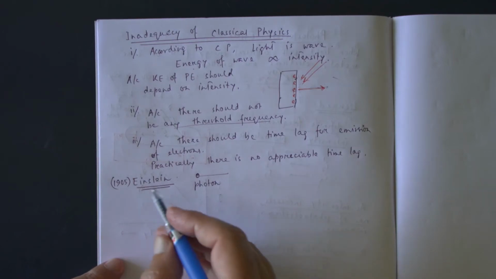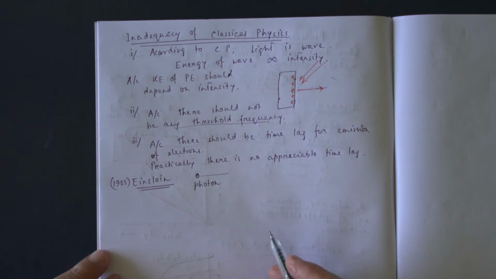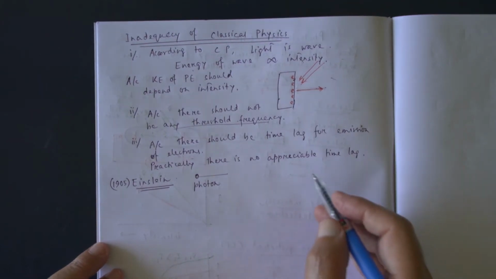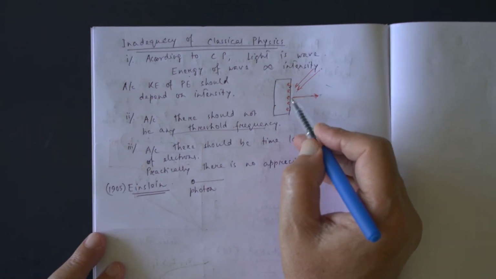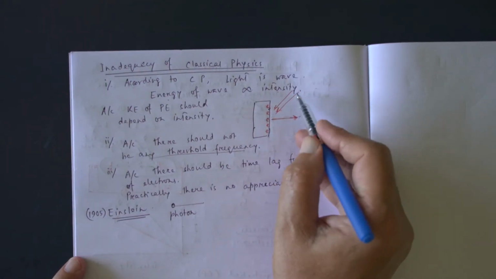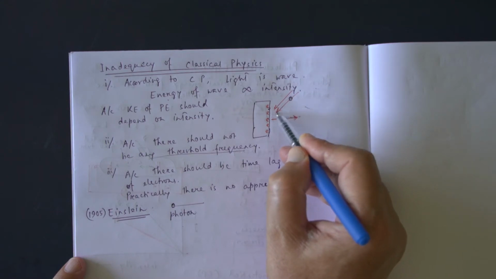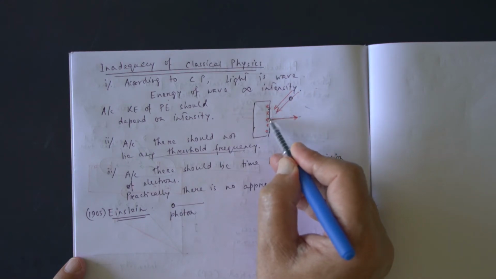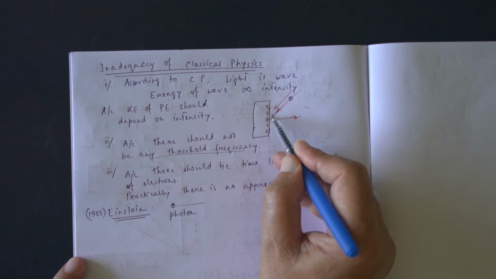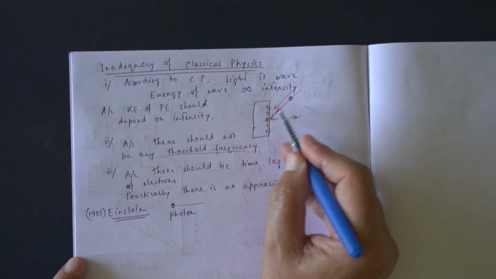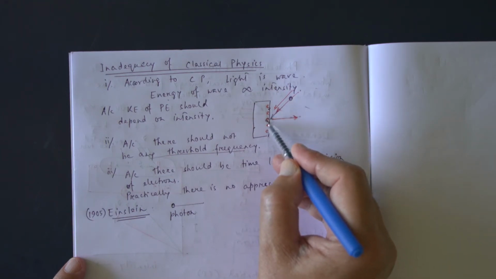Okay. So, what does Einstein say? This is the electron in the metal and light is coming. That means quanta is coming. So the electron in the metal absorbs this quanta.